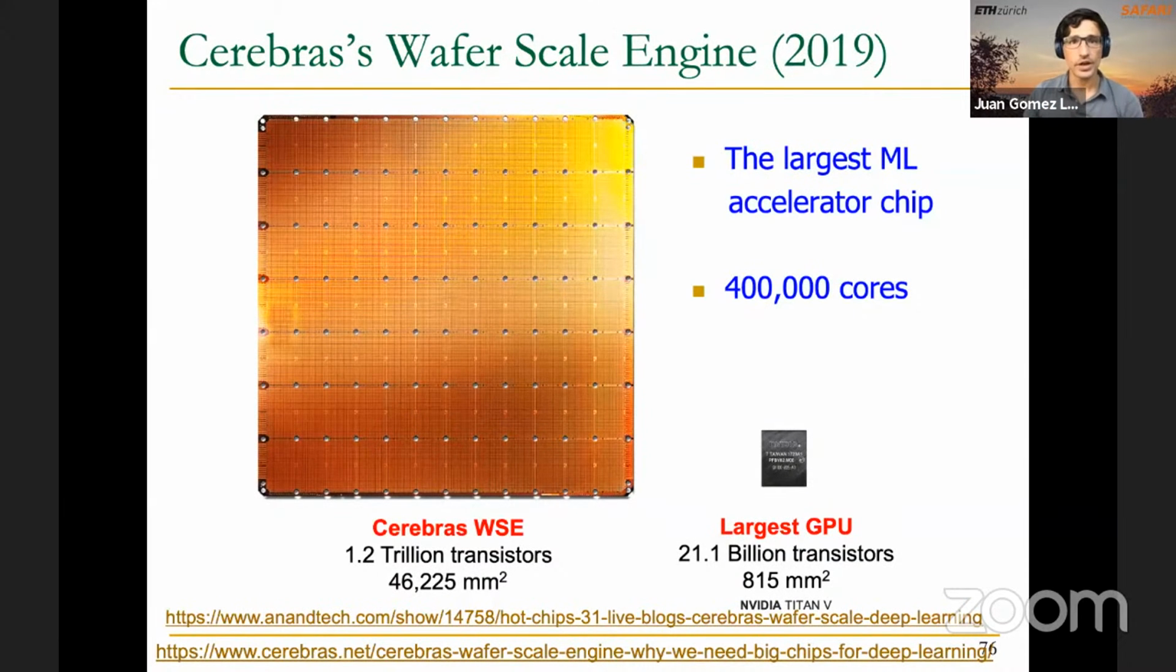This is a Cerebras wafer scale engine from 2019. It's the largest ML accelerator chip. If you look at this, it's not a chip, actually. It looks more or less like a tablet, right? So you can actually compare the total size of the Cerebras, on the same scale, with the largest GPU, and you can see how much larger it is. And why is it so large? Because of two key reasons, I would say.